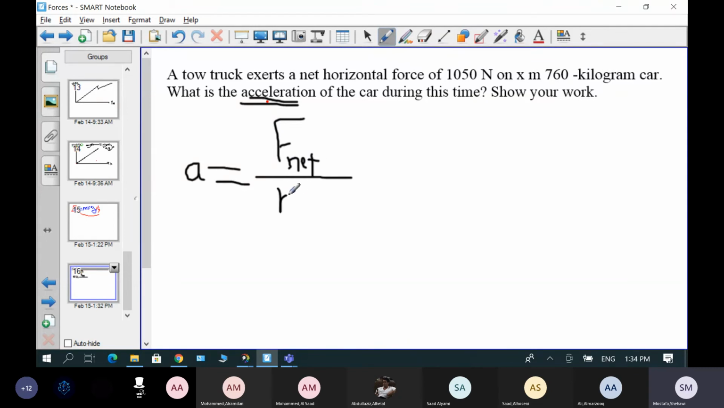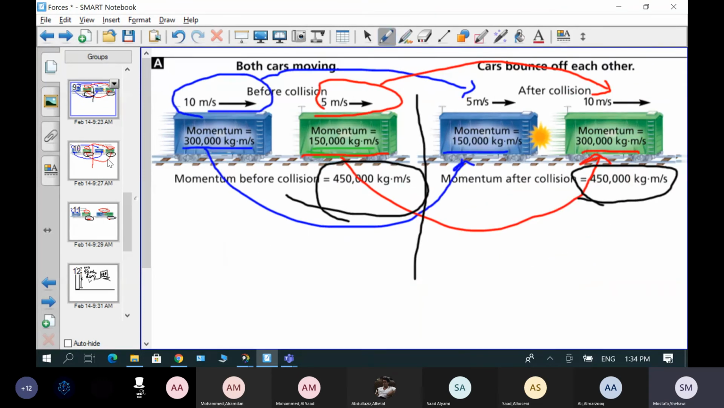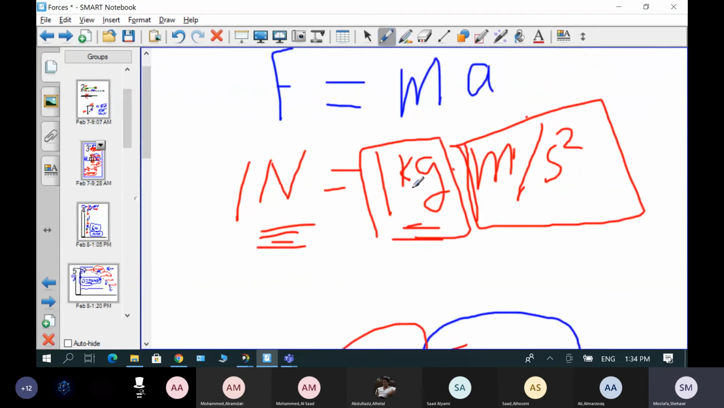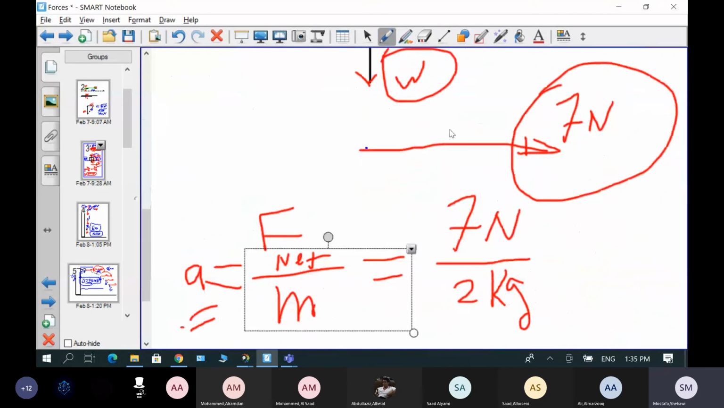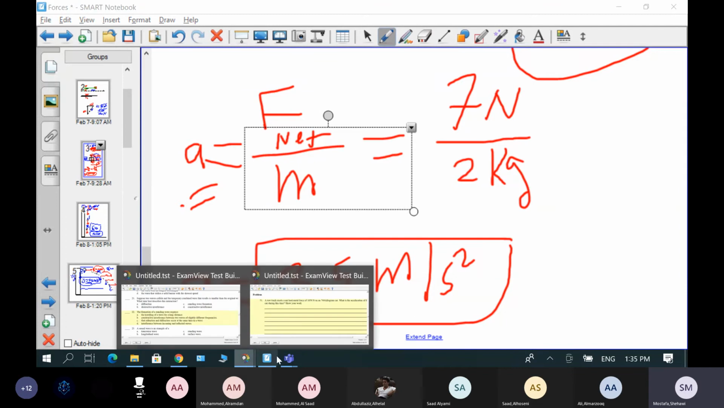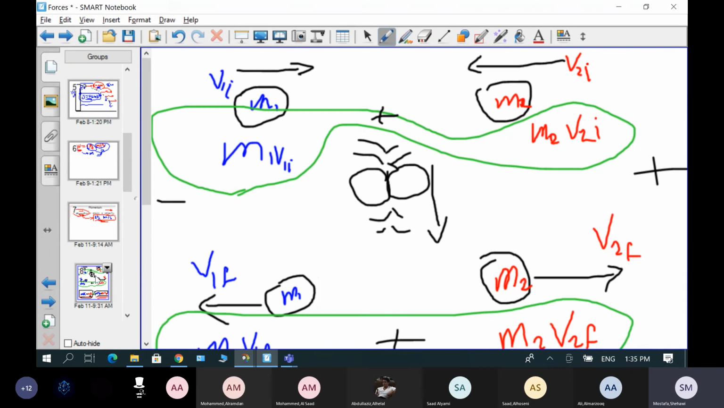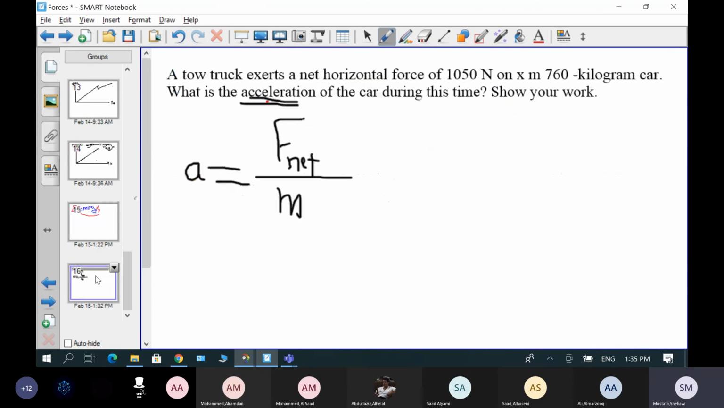Net force divided by mass. If you go up here, this is where we record our lessons. You'll find that force equals mass multiplied by acceleration. It's Newton's second law. If you want to find acceleration, it equals force or net force divided by mass. So all you have to do is divide net force by mass. What's the net force, Ali?